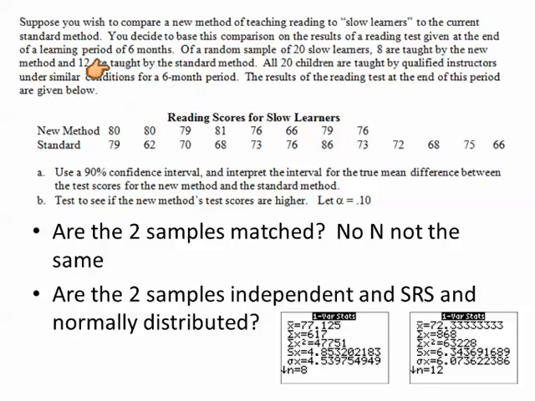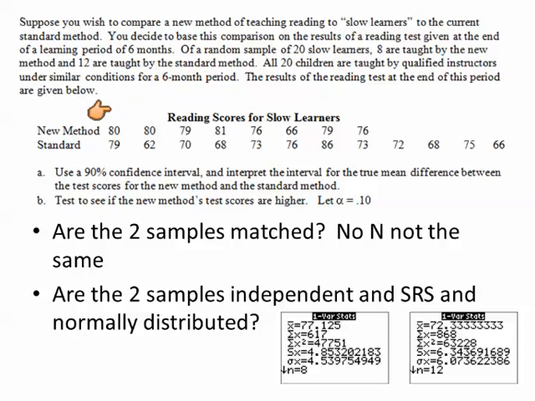Okay, we're going to compare a new method of teaching reading to slow learners to the current standard method. You decide to base this comparison on the results of a reading test that's given at the end of the learning period of 6 months. So we're going to take 6 months. We're going to take a random sample of 20 slow learners. 8 are taught by the new method. 12 are taught by the standard method. All 20 children are taught by qualified instructors under similar conditions for a 6-month period of time.